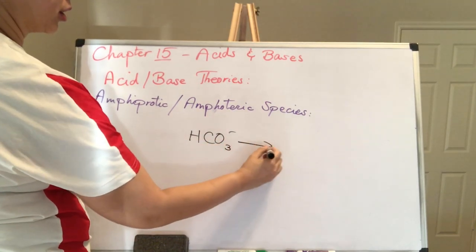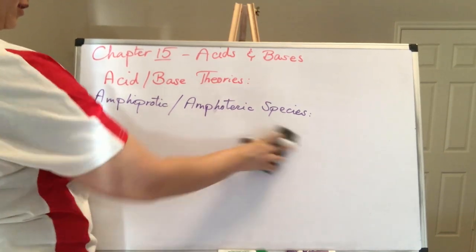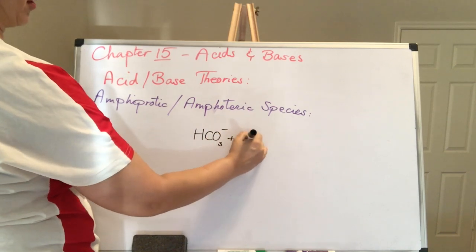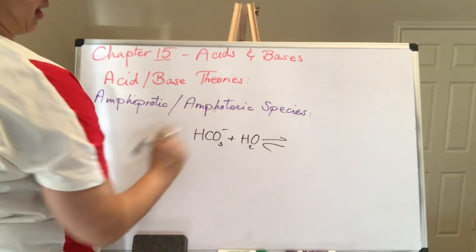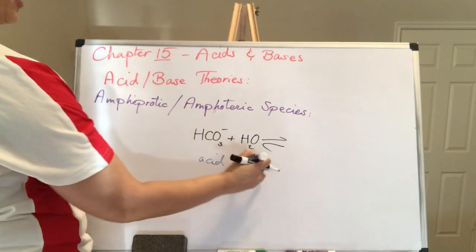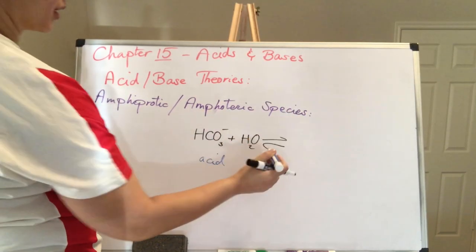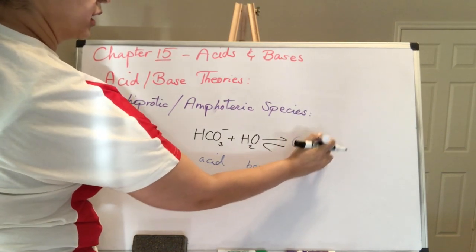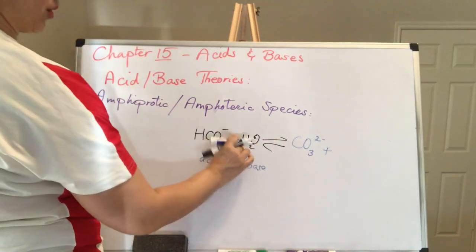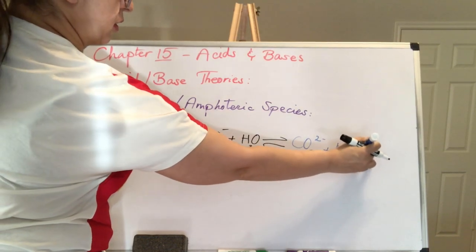HCO3- can lose a hydrogen, right? And change, let's say, HCO3- plus water. It can lose a hydrogen, can be an acid, and water can be a base. And color code them with the same color. With HCO3-, if it loses one hydrogen, positive hydrogen, water is going to grab it, it's going to accept it, so it's H3O+, right?